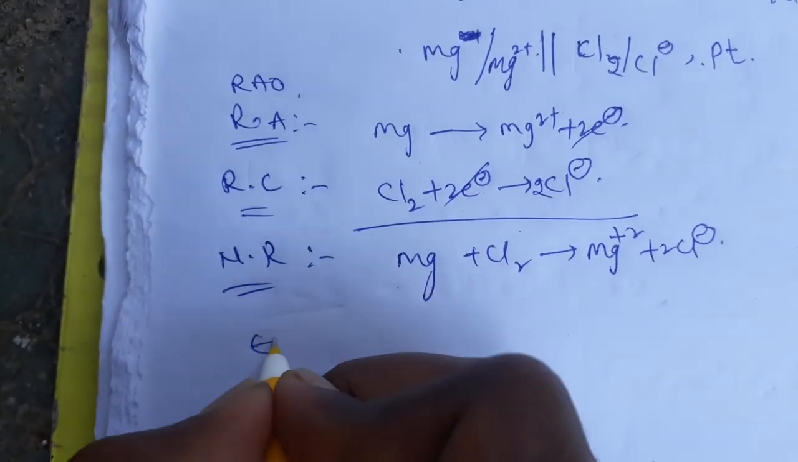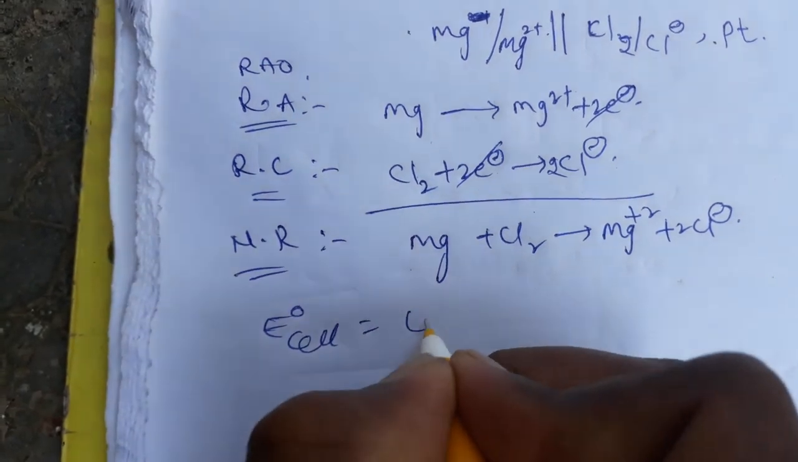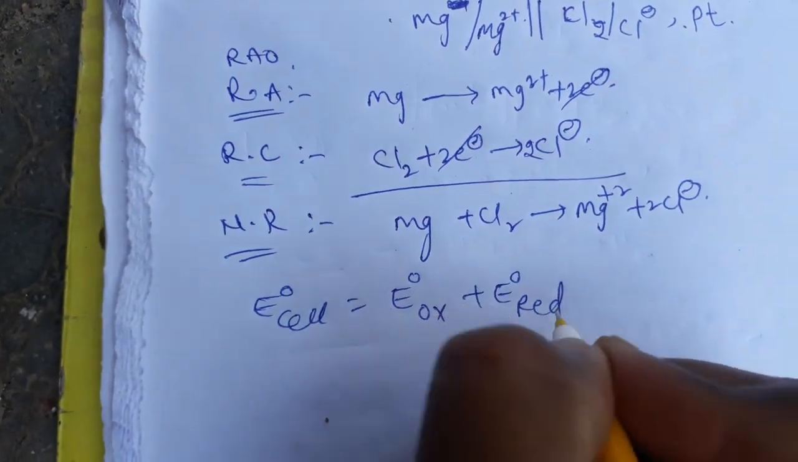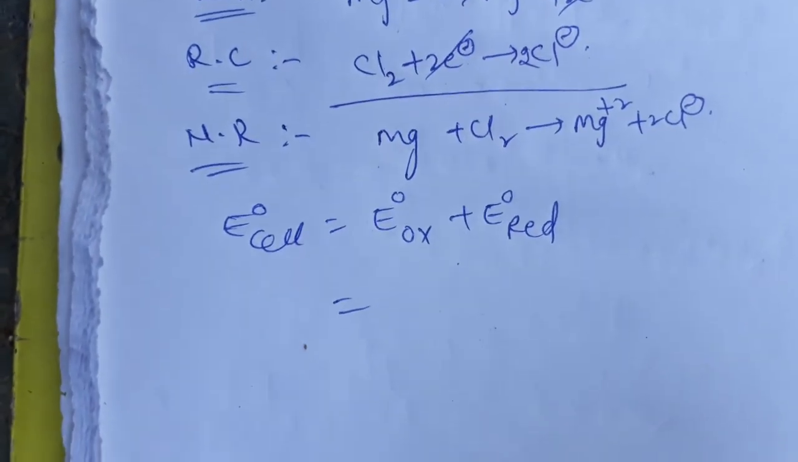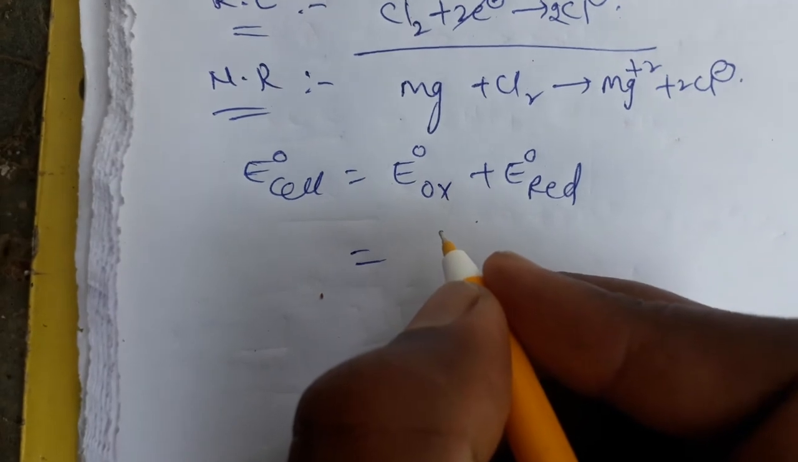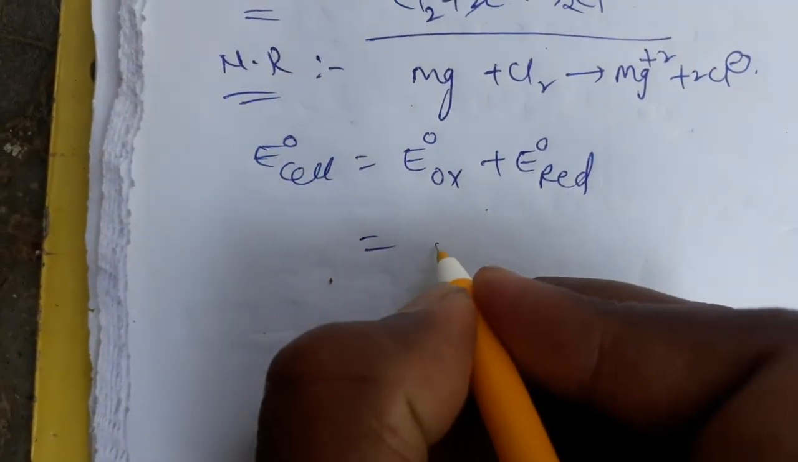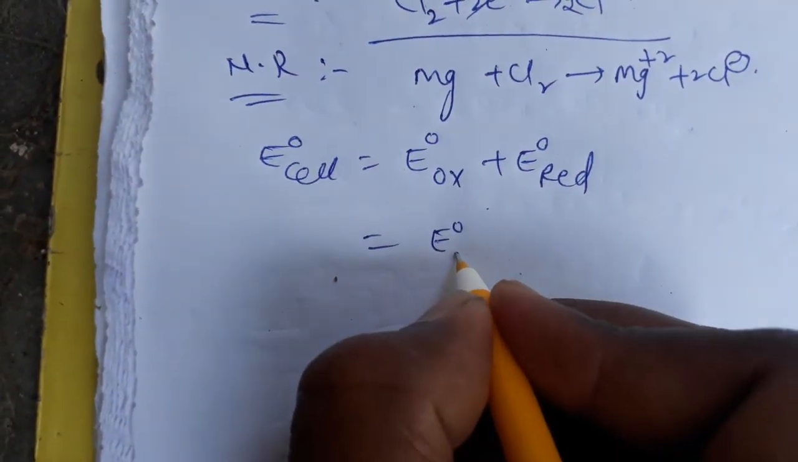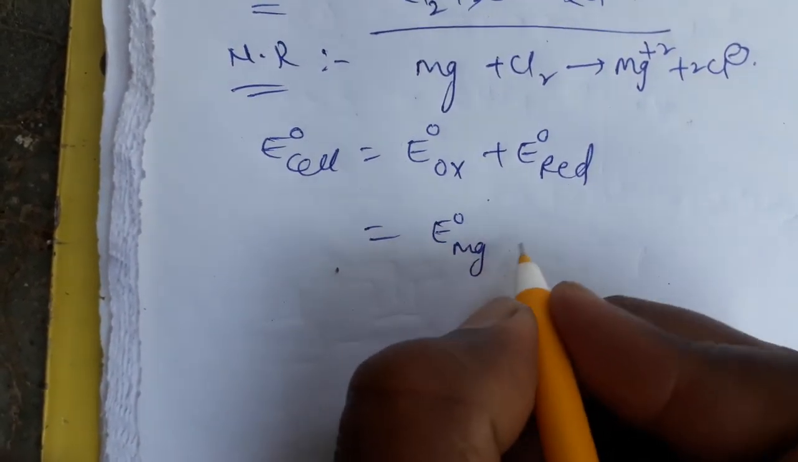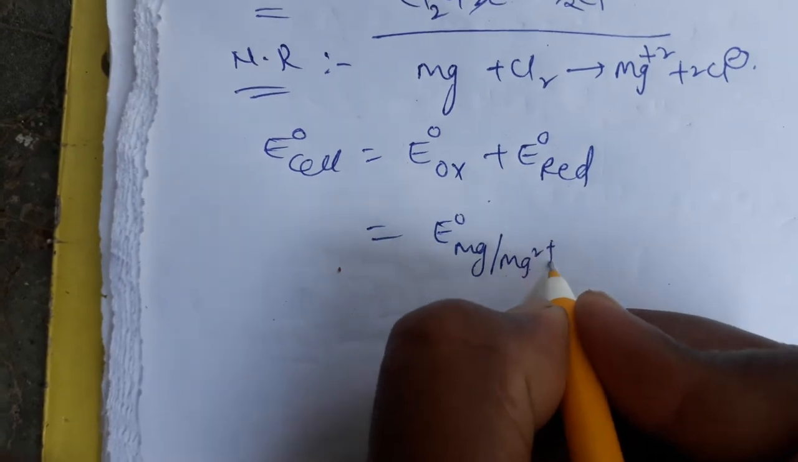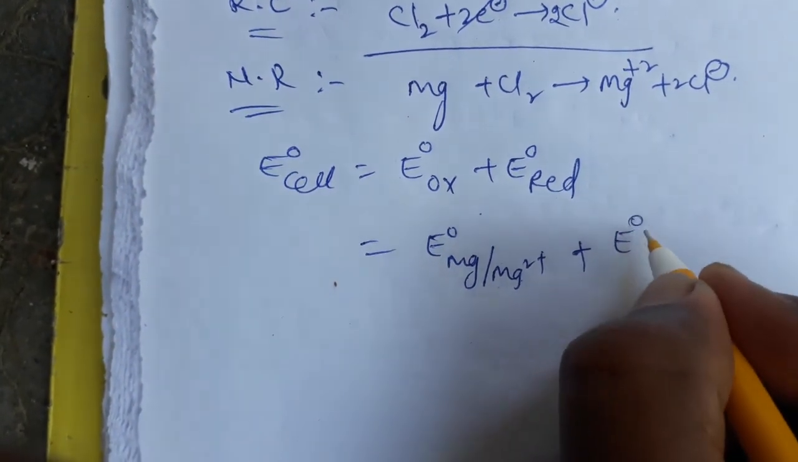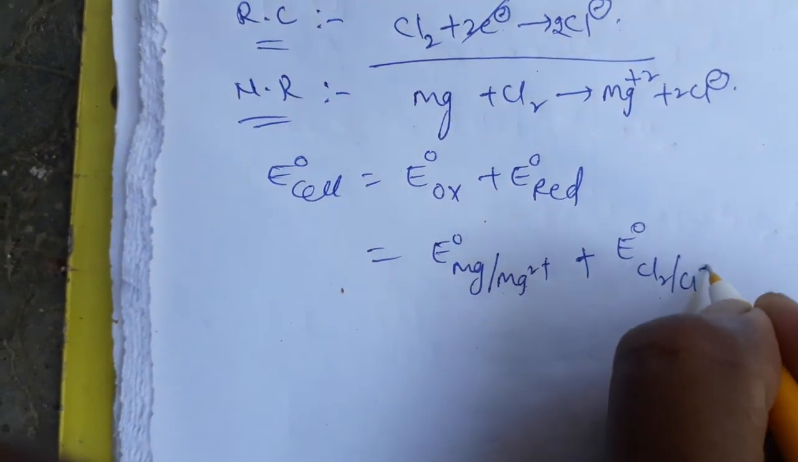So what is the value of E naught cell? E naught cell is equal to E naught of oxidation plus E naught of reduction. So oxidation potential and reduction potential. E naught of oxidation means metal going to be metal plus ions, so magnesium going to magnesium 2 plus. E naught of reduction is Cl2 going to be Cl minus.